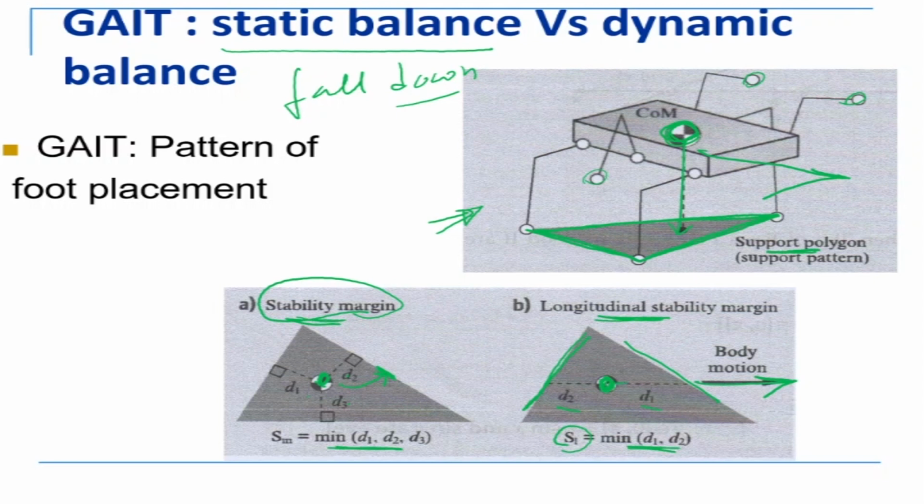As this is moving like this, again the same argument: as it is coming nearer and nearer to this boundary, it is slowly tending to become unstable. It becomes a limiting case on that boundary, and then it becomes unstable if it goes out. So this is basically how we define the stability margin, and this is what we mean by gait.